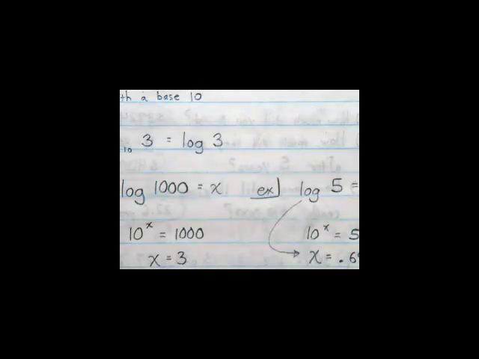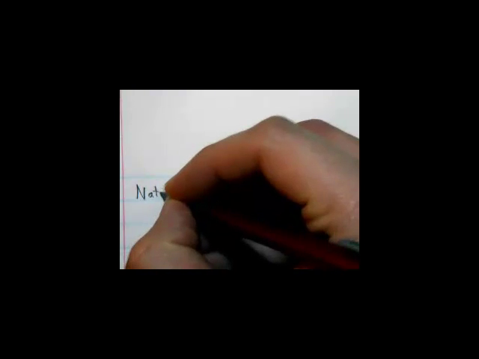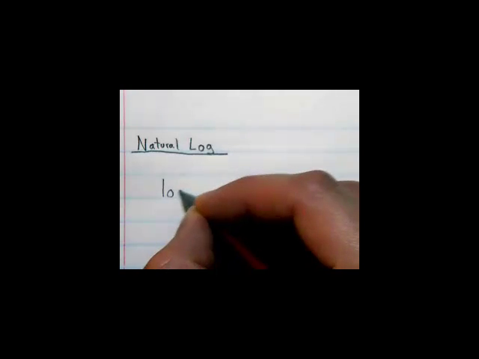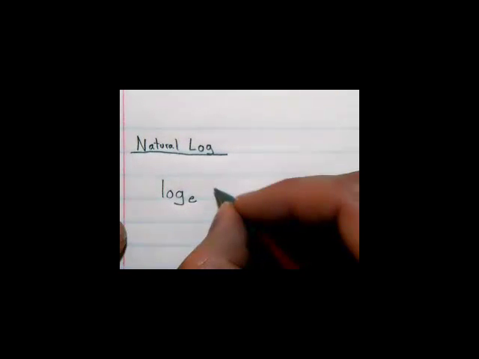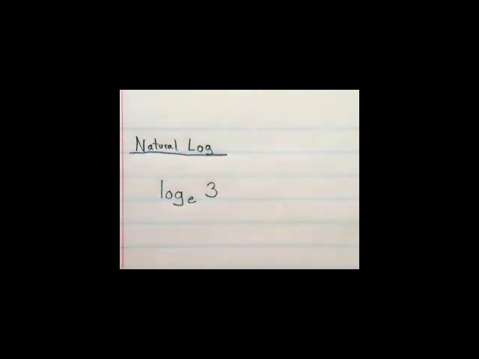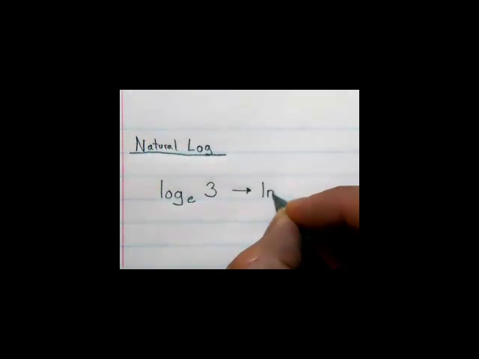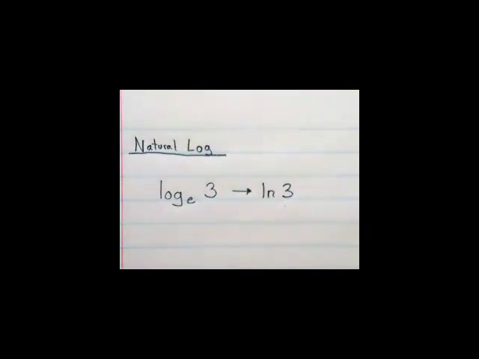Now, on your calculator, there is also another button right underneath log that is a natural log. And a natural log is a log with the base e. We were talking about e yesterday. So if I had something like log base e of 3, another way of writing that would be ln 3, or natural log 3.